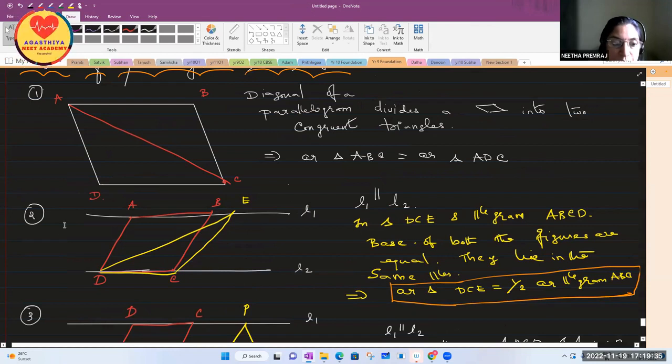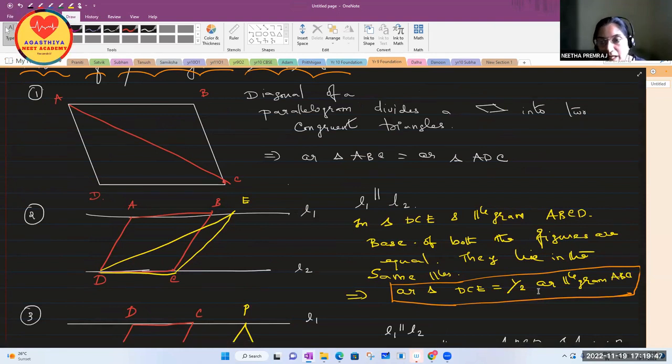You mean the second concept. Yes, ma'am. Half of the parallelogram, the area of the triangle is half of the area of the parallelogram. Okay. If the bases are equal and they lie on the same parallels, the area of the triangle is equal to half of the area of the parallelogram. Okay. There are two conditions. One condition, they lie on the same parallels. Second condition, the bases are matching. Then the area of the triangle is half of the area of the parallelogram.